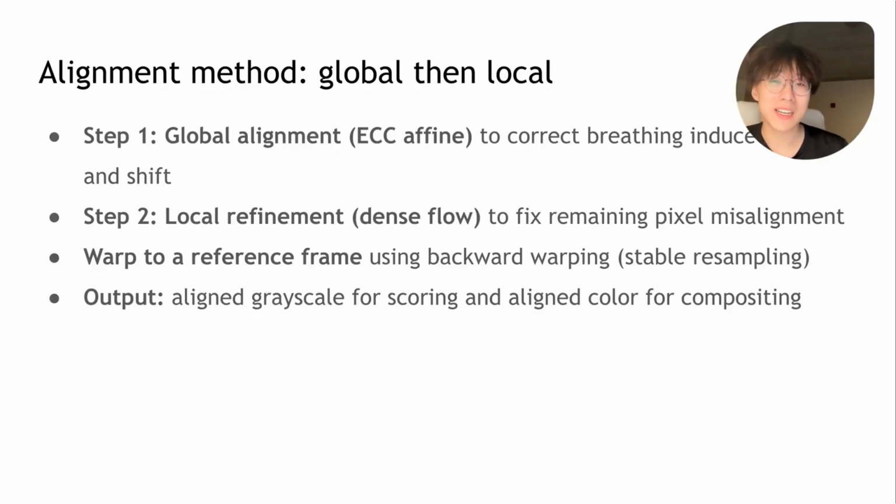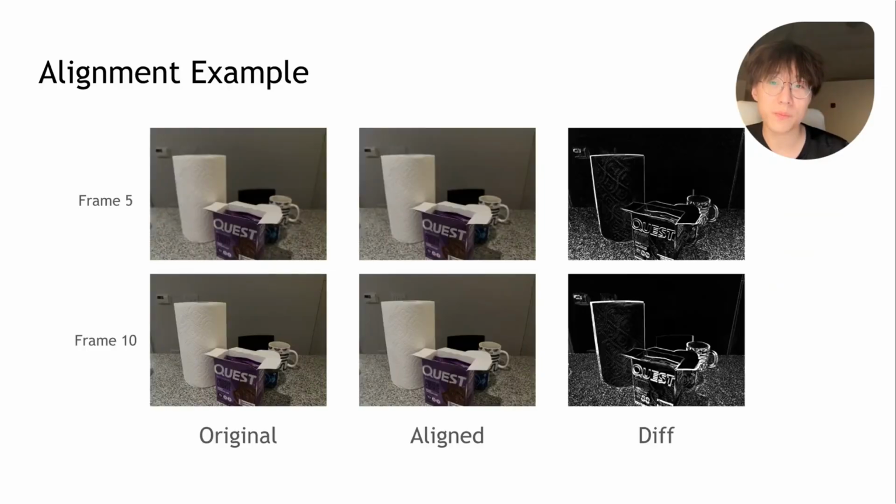So next is the alignment stage. I use a two-stage strategy. The first is a global affine alignment using ECC, which corrects the dominant breathing-induced zoom and translation between consecutive frames. Then I run a fast dense optical flow method, DIS, to refine the remaining local misalignment, especially near edges and textured regions. And finally, I apply a backward warping to resample each frame into the same reference coordinate system. I output an aligned grayscale stack for sharpness scoring and an aligned color stack for the all-in-focus composition.